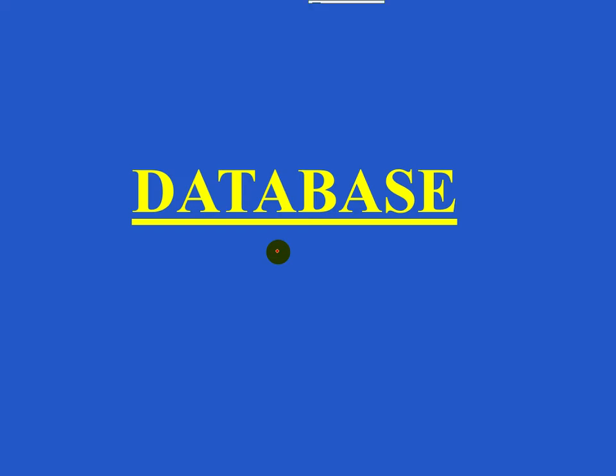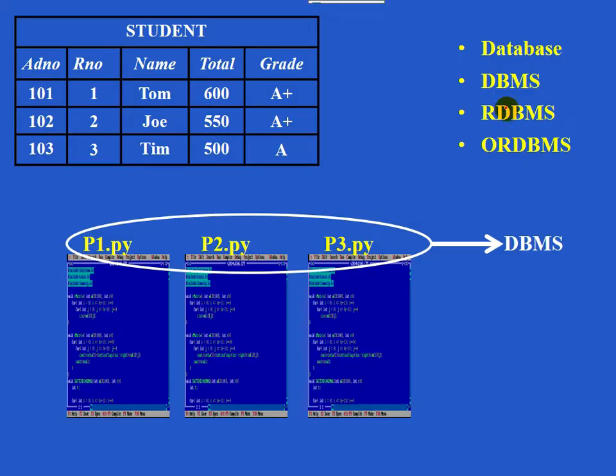Let us discuss the topic on database. What is a database? A collection of related data is known as a database. Table is an example for a database because table contains related data. Consider a table by the name student.